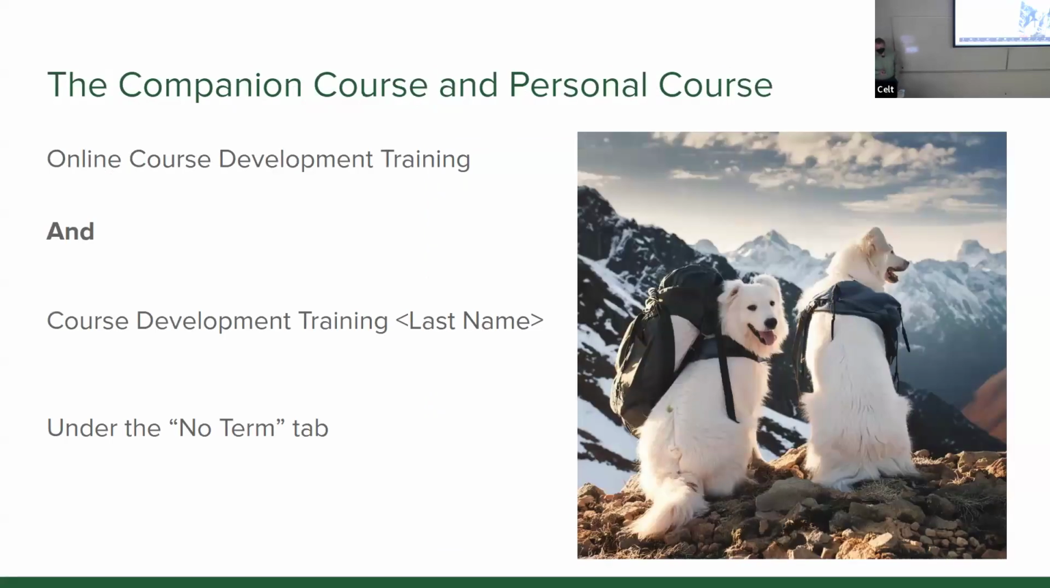Just as a quick reminder, there is a companion course for this workshop, and you should all have access to your personal courses as sandboxes to play in. The companion course is the online course development training, and the personal one should be course development training with your last name, and they're both located under the No Term tab. As we mentioned before, this is sort of a prototype course, so we do expect to be adding on to things as time goes by.